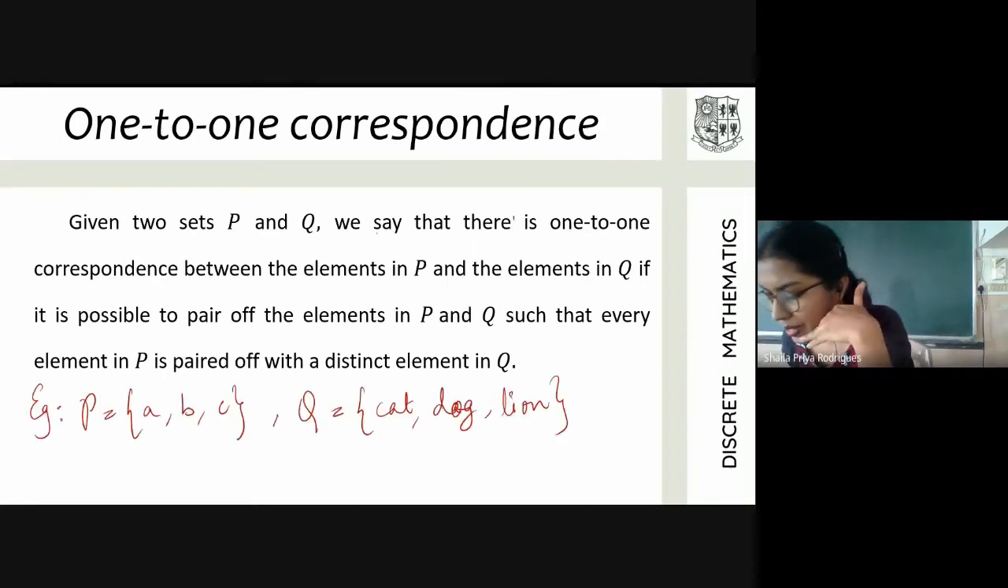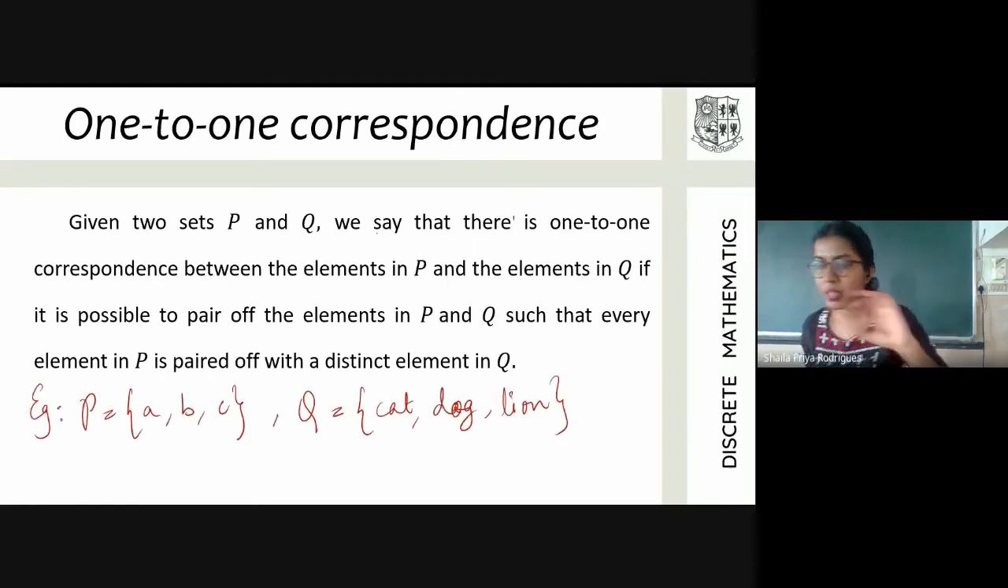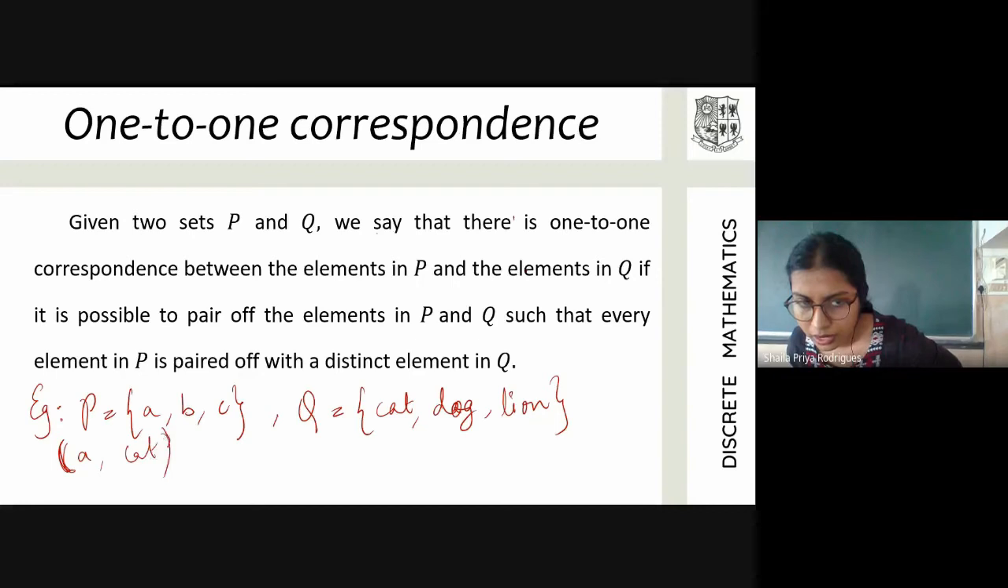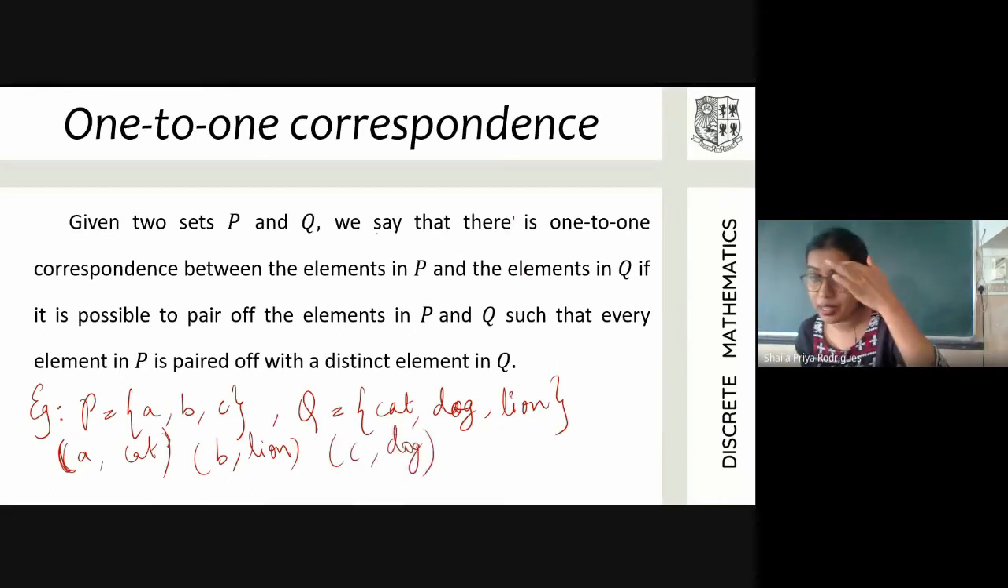The sets that I've written, P having the elements A, B, C, and Q having the elements cat, dog, and a lion. Can I form a one-to-one correspondence with these? Can I pair off the elements here? You need not write these examples down. Can I form a pairing? I can pair A with cat. I can pair B with lion. And I can pair C with dog. I cannot pair C with lion, okay, because lion is paired with B. So you're forming pairs here.